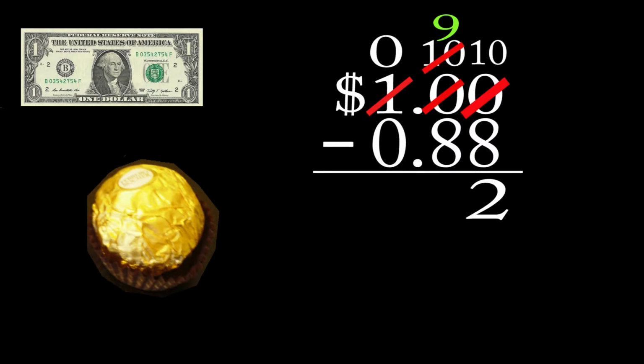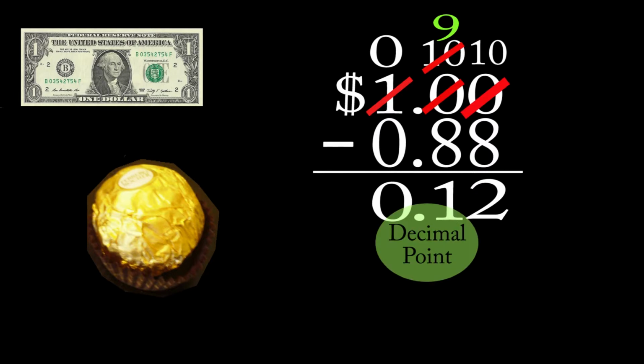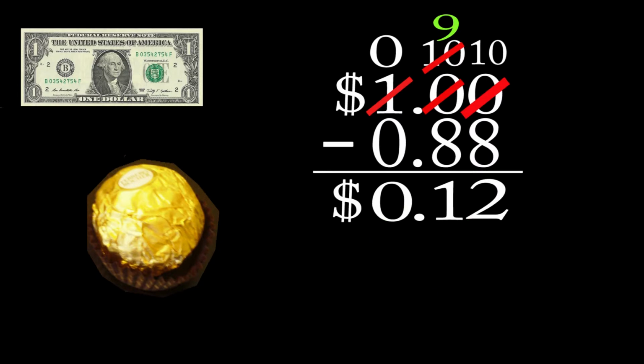10 minus 8 equals 2, and 9 minus 8 equals 1. 0 minus 0 equals 0. And I need to make sure that I put my decimal point where it belongs. I also need to remember my dollar sign. So it looks like the change I'll receive is 12 cents.